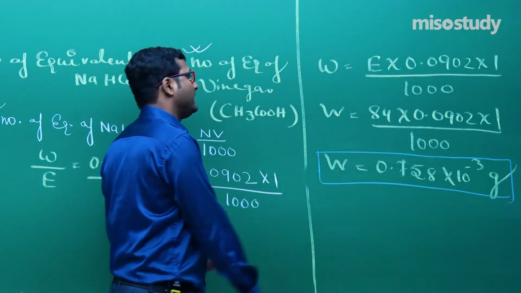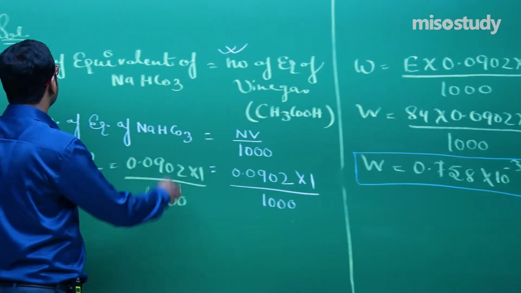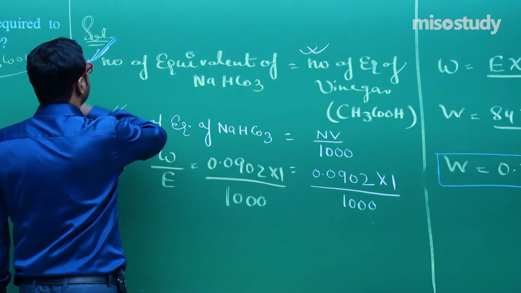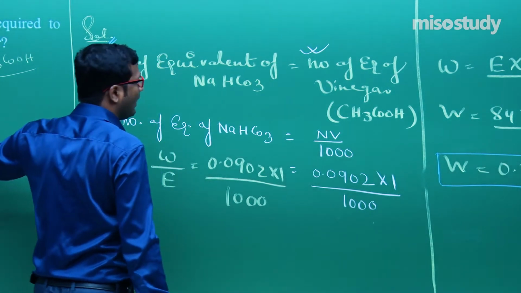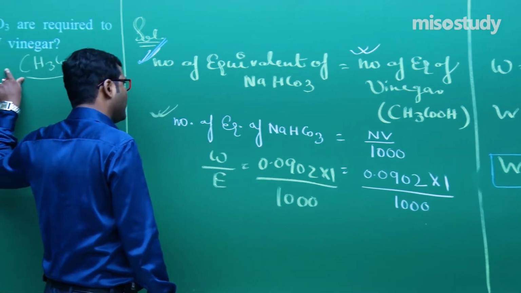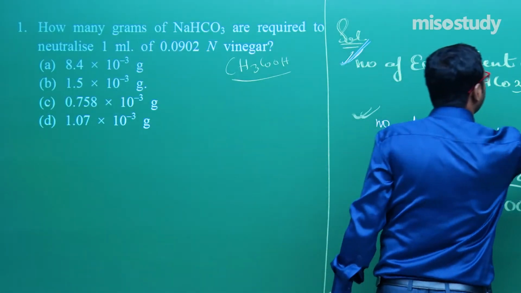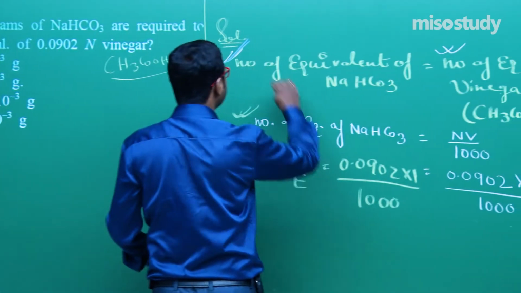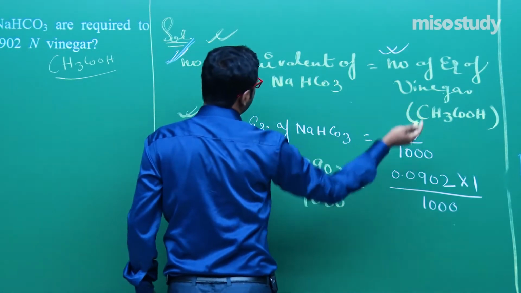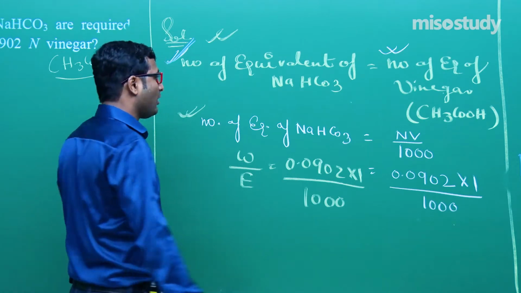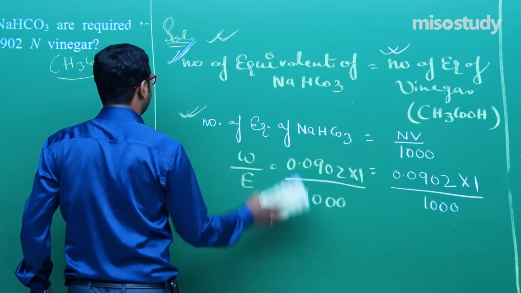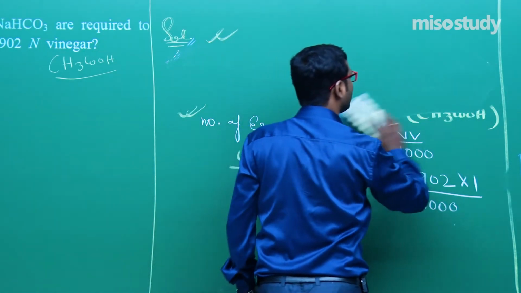This is the complete solution related to question number 1. When complete neutralization takes place, the number of equivalents of A will be equal to the number of equivalents of B. This is the concept of complete neutralization; you can solve each and every question related to the topic. Now friends, I'm going to rub this part and we'll discuss the next question.